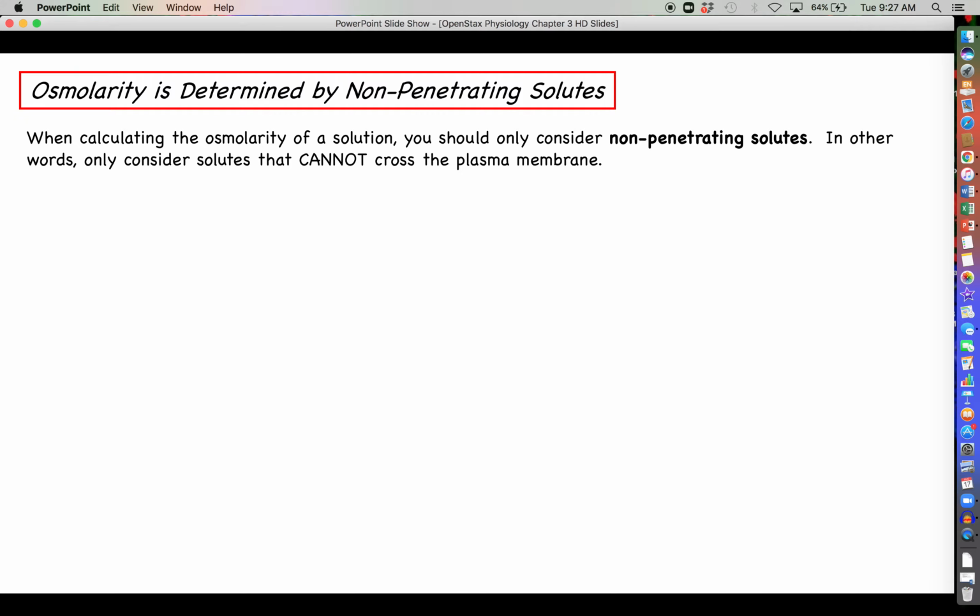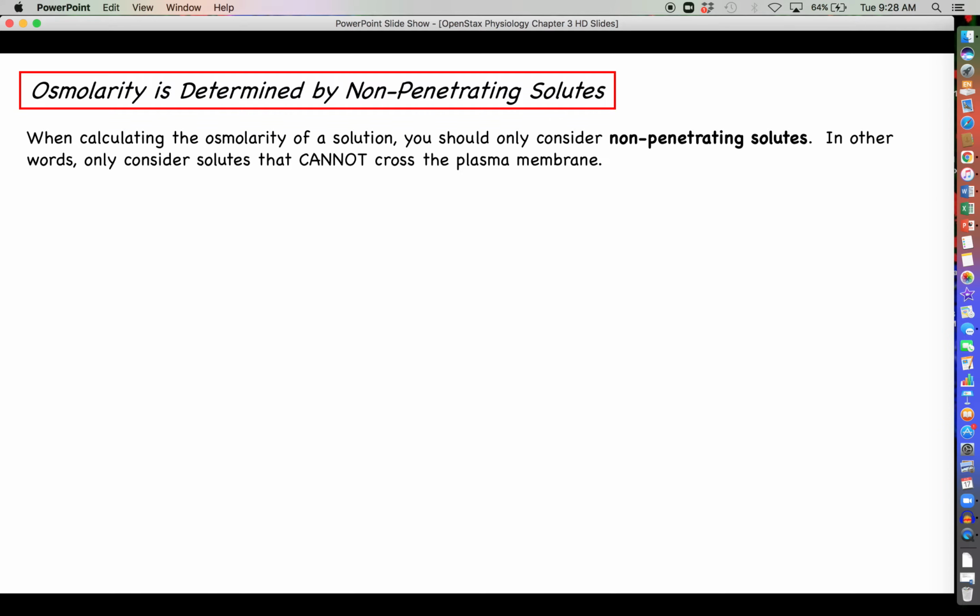Okay, so there is one caveat that we need to provide here. You're not necessarily going to include every solute concentration in your osmolarity calculation. Specifically, you are only going to consider what we call non-penetrating solutes. By that we mean solutes that cannot cross the plasma membrane. This is what we meant when we said earlier that osmosis only applies when you're dealing with a solute that cannot cross the membrane but water can.